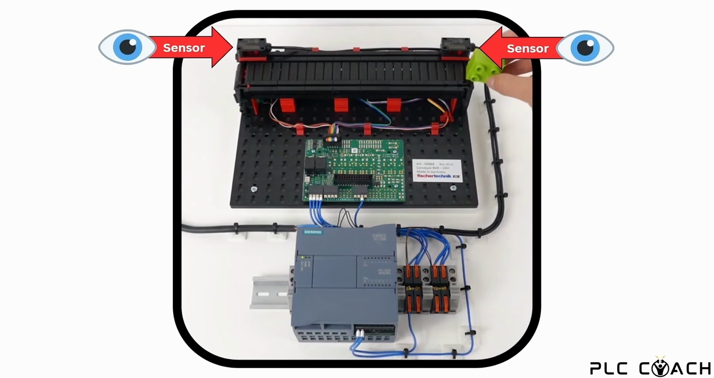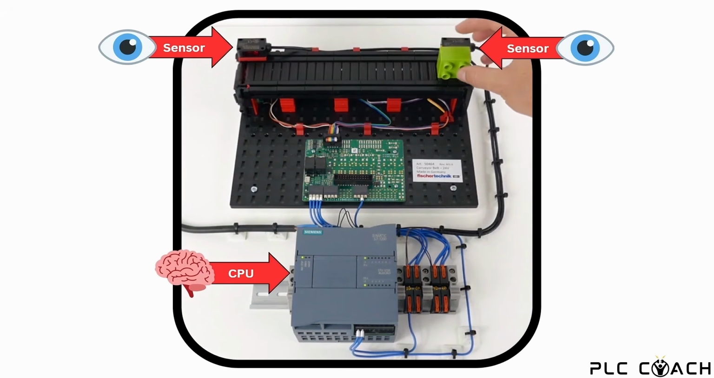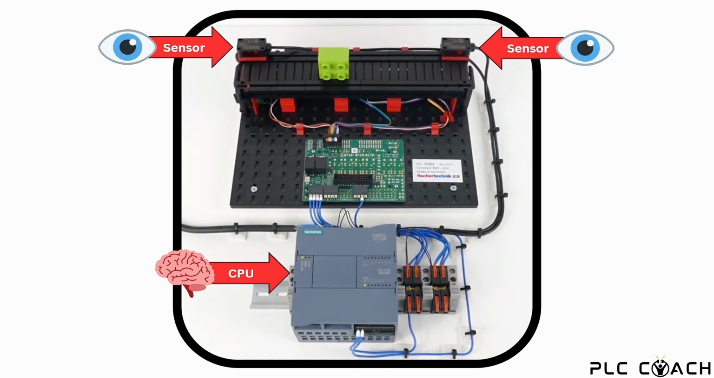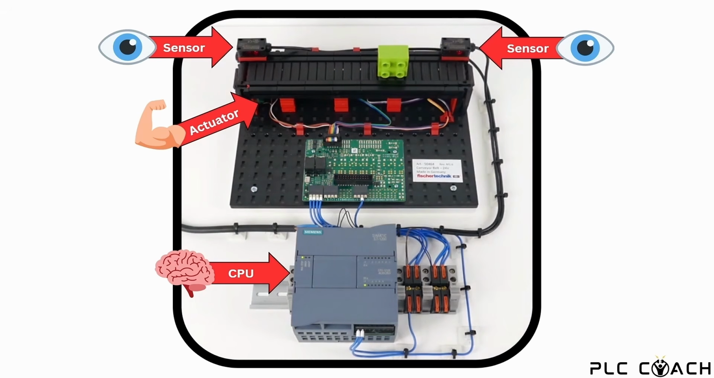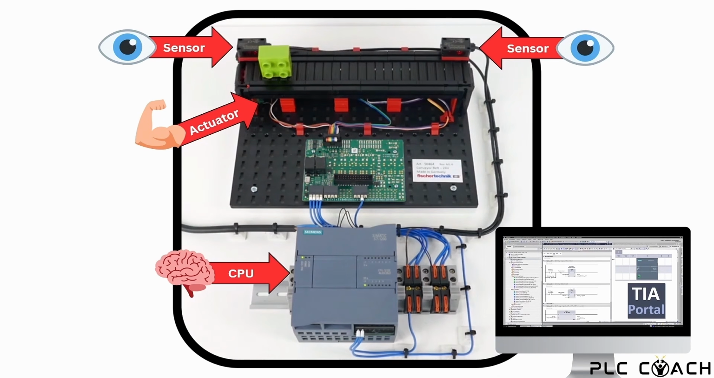When one of the sensors detects a part on the conveyor, it sends a 24-volt signal to the PLC. The CPU, the brain of our system, processes those signals. The PLC controls the motor of the conveyor belt depending on the status of our sensors and the program we will write soon.